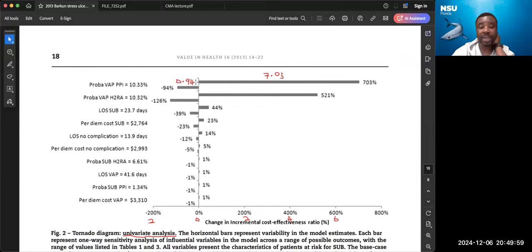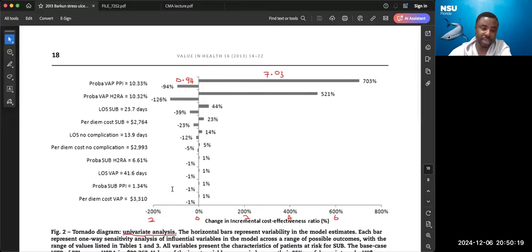And then know that each bar here is them varying just one parameter and maintaining all the other parameters the same, and then they plot everything. And then they vary the next parameter and maintain all the other parameters constant, and then they plot, and then they do it for all the variables, and this is it.